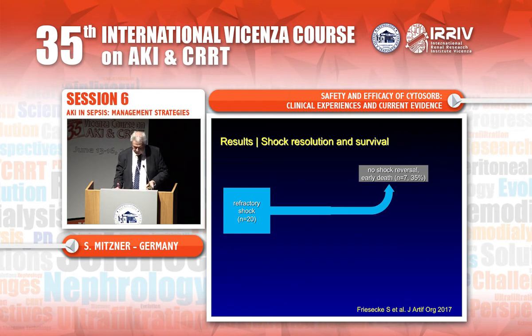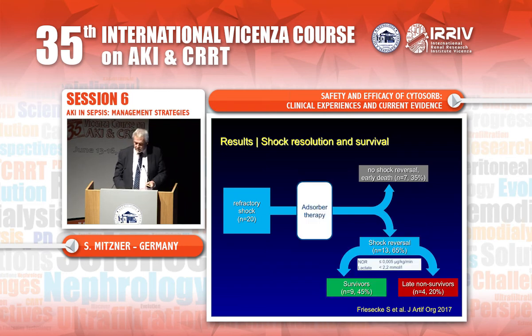So those were treated. If they were not stable within 6 hours with their shock situation, they were declared refractory, and then started with the direct hemoperfusion. And from 20 patients, there was no shock reversal, early death, or a worsening of the shock situation in 7 patients. And in the other 13, there was a shock reversal, meaning that norepinephrine dosage really went down to near zero, and lactate levels were lower than 2.2 micromole per liter.